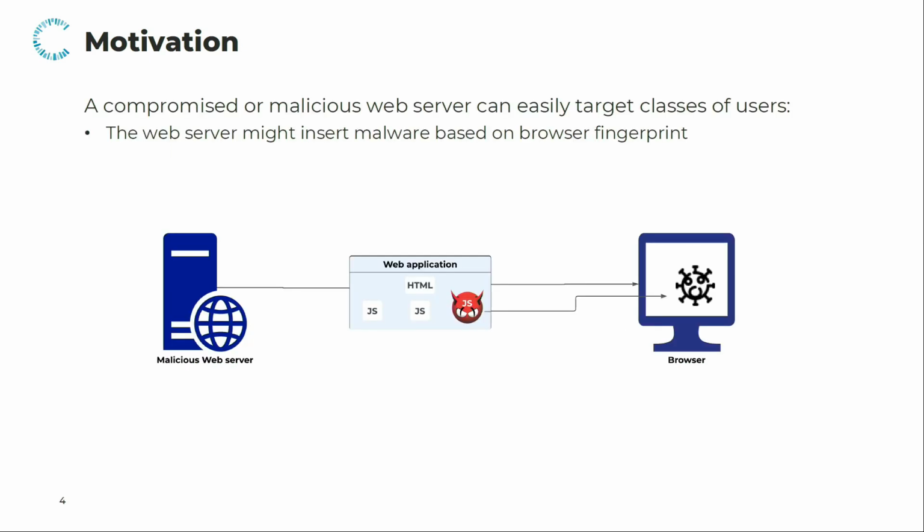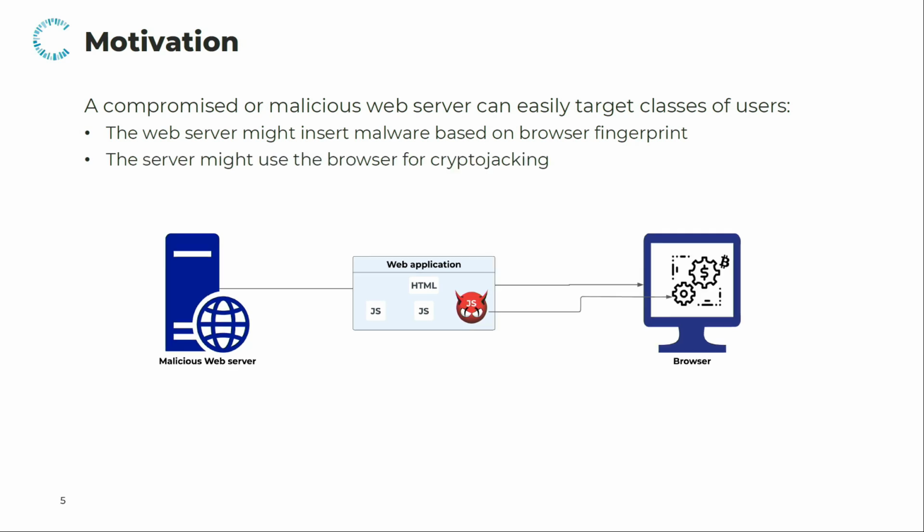A compromised or malicious web server can easily target classes of users by sending different code to different users. For example, the web server might insert malware based on browser fingerprint, or the web server might use the browser for cryptojacking, and many more issues can happen. Hence, there is a lack of trust between developers and users in the web environment.